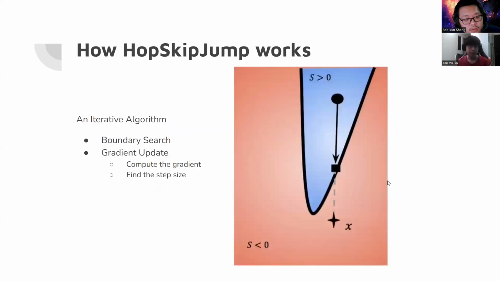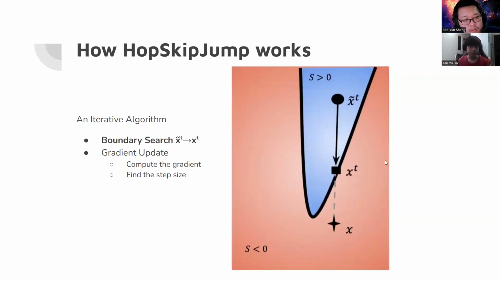Now we'll move on to the algorithm used in the HopSkipJump attack. The HopSkipJump attack uses an iterative algorithm where each iteration consists of two steps, the boundary search and the gradient update. On this figure, the blue region is where S is positive, and the red region is where S is negative. X is the original image, which lies in the negative region. Assume we start from X_t in the positive region. We first do a binary search on the line connecting X_t and X to find the intersection with the boundary, X_t.